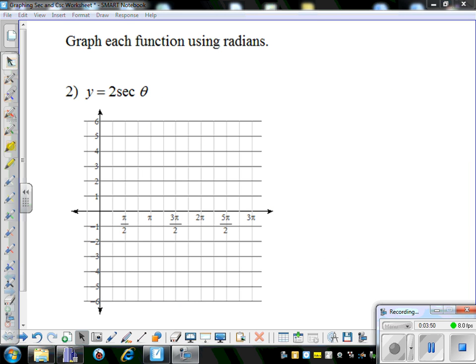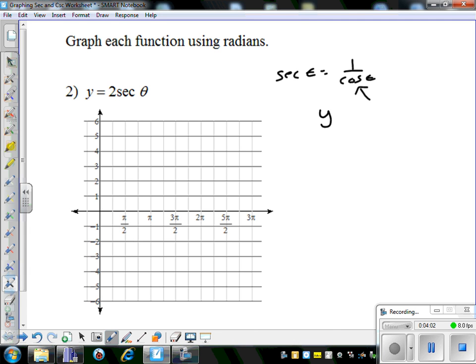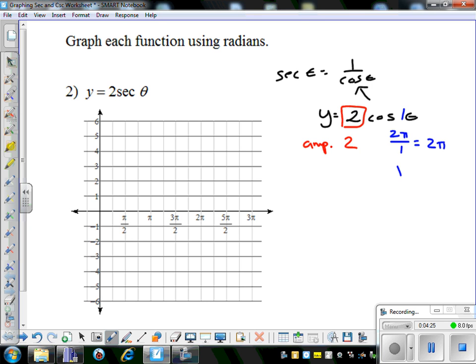Now we're going to graph number 2, y equals 2 secant theta. Remember, secant theta goes with 1 over cosine theta. So we're going to graph the cosine of this function, so y equals 2 cosine theta. The number in front of the cosine, remember, is our amplitude, so that'll be 2. To get our period, we take 2 pi divided by the number in front of theta, which is 1, which gives us 2 pi.